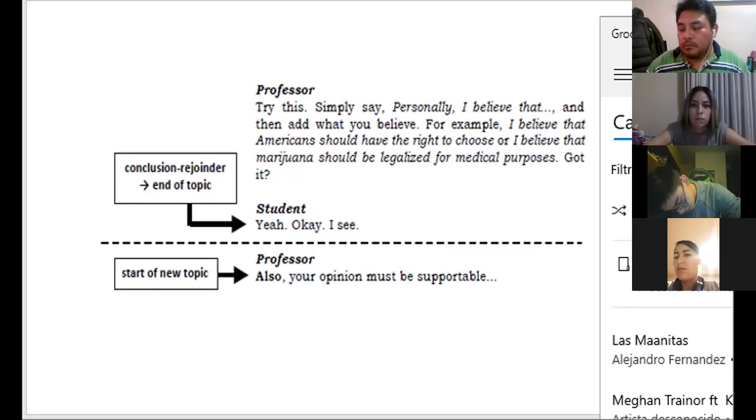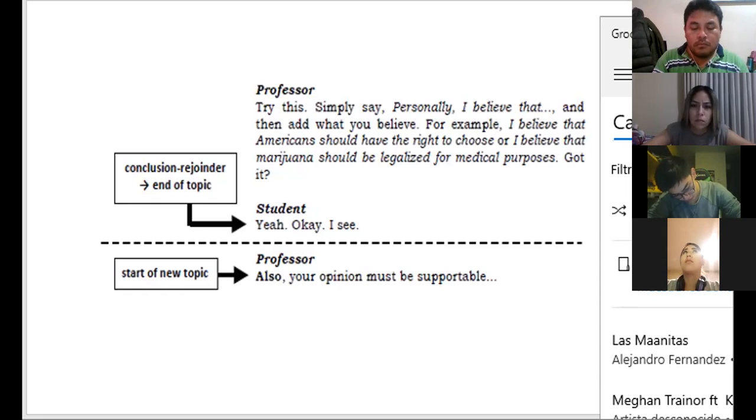That's exactly what I was having trouble with, my opinion. Try this. Simply say, personally, I believe that, and then add what you believe. For example, I believe that Americans should have the right to choose, or I believe that marijuana should be legalized for medical purposes. Got it? Yeah, okay, I see. Also, your opinion must be supportable.